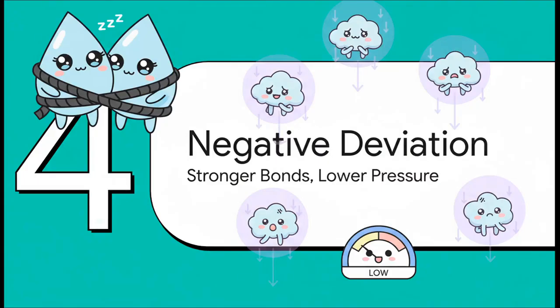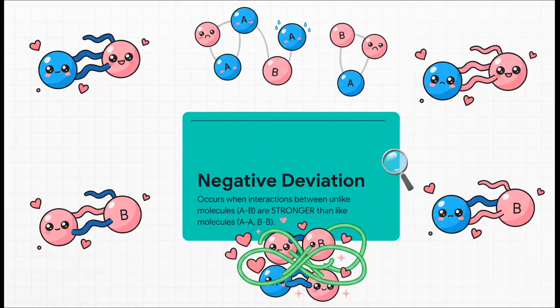Now let's look at the flip side, negative deviation. And just like before, the name tells you the story. Think negative as in less vapor pressure, because the molecules are holding on to each other much more tightly. This is the complete opposite scenario. Here, the new attractions that form between molecules A and B are actually stronger than their original bonds. They like each other even more in the new mixture. This stronger grip makes it much harder for them to break away and escape into the vapor phase.